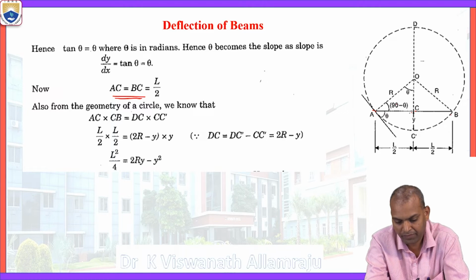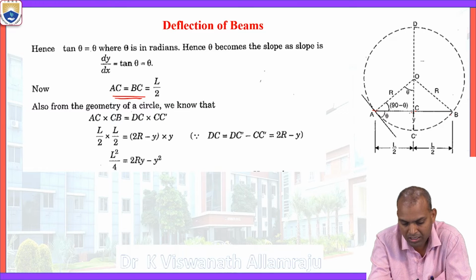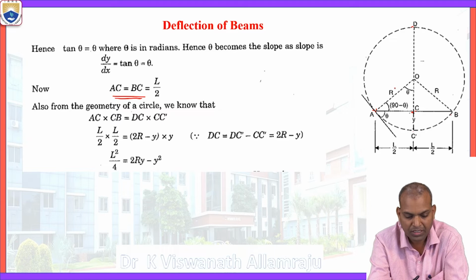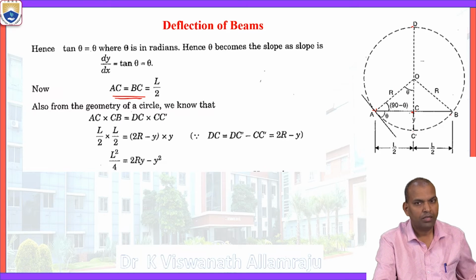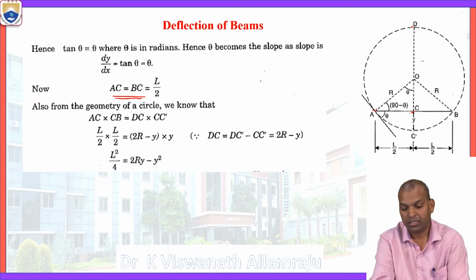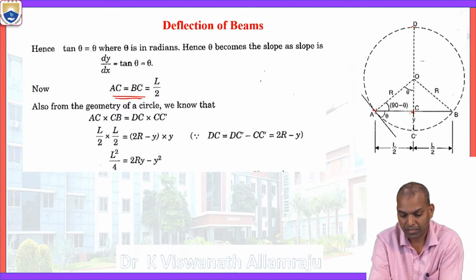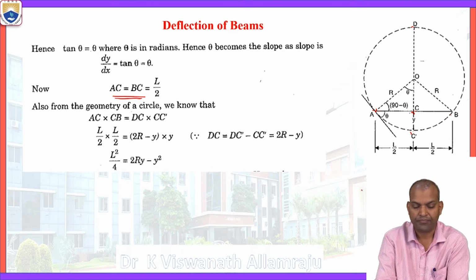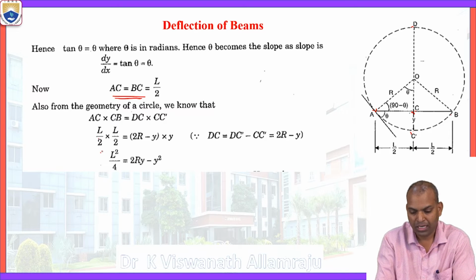Now also from the geometry of a circle, AC into CB equals DC times CC dash. From the concept of geometry of the circle, the product of the lengths AC into CB equals DC into CC dash. That is L by 2 times L by 2, since AC equals CB equals L by 2. Substitute here L by 2 and L by 2.